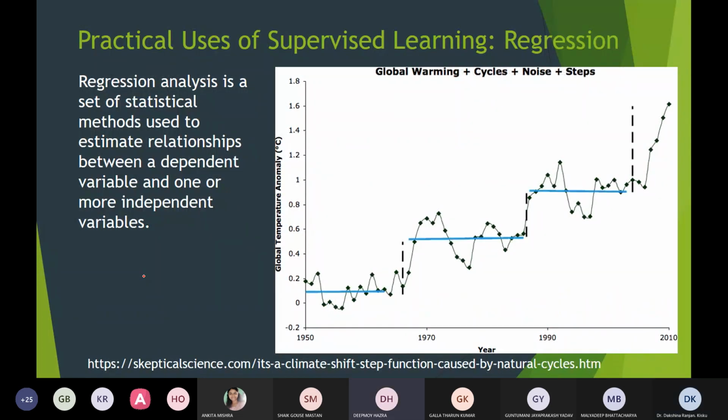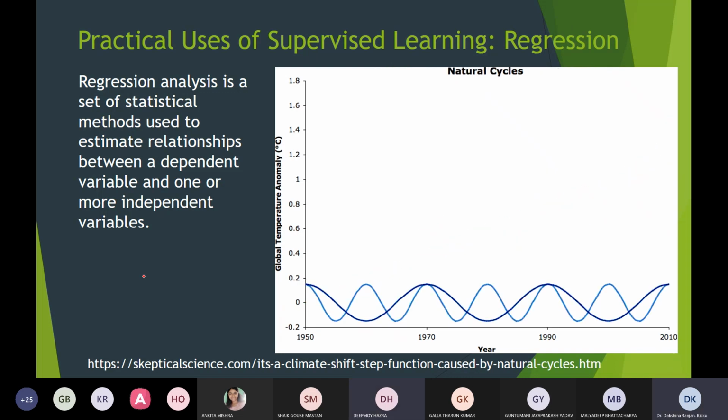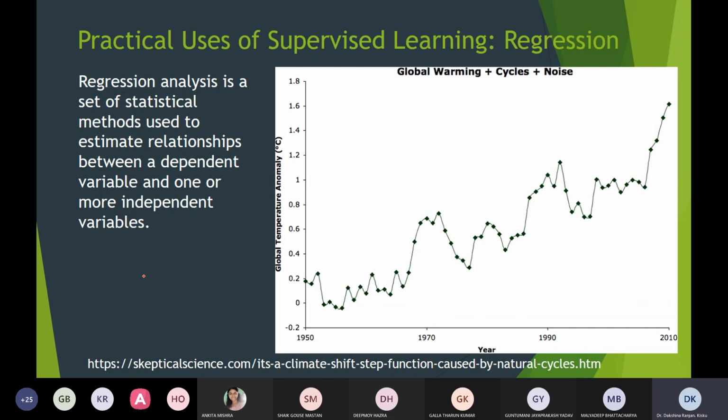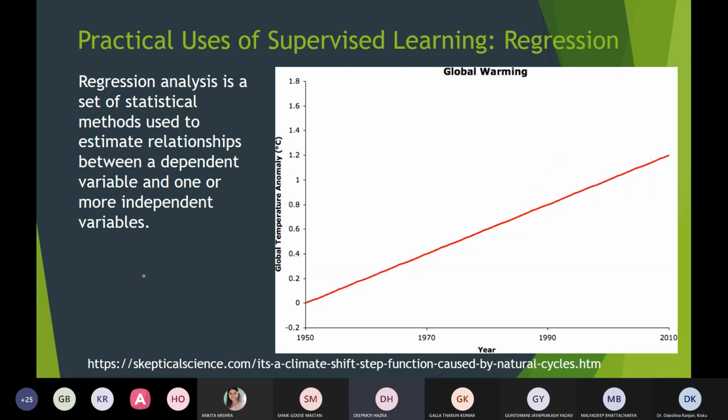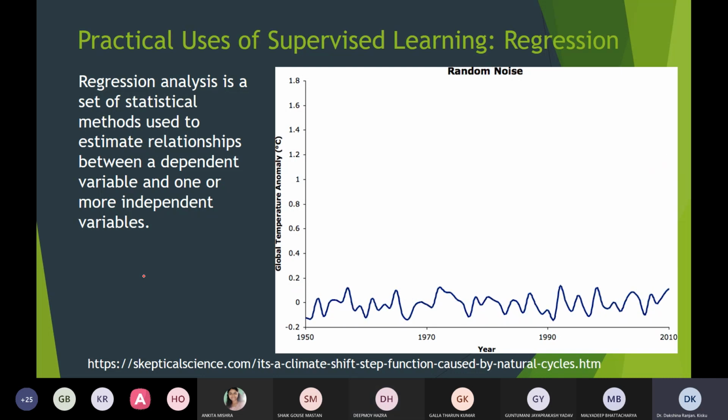Sir, when can we apply the regression model? When we want to predict something. Using the independent variables and the other parameters or attributes, we can find the value of the dependent variable. In this case, the global temperature would be the dependent variable, the predicted temperature.